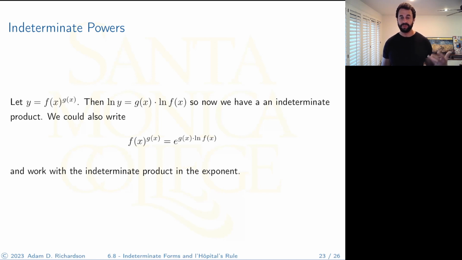Now that you have an indeterminate product, you can write it as an indeterminate quotient, and then you can apply L'Hopital. That's it. Now, instead of doing this technique, what you could also do is just rewrite your original exponential with a base of e, and then you'll still have an indeterminate product. It'll just be in the exponent. So then you can just deal with the indeterminate product in the exponent there.